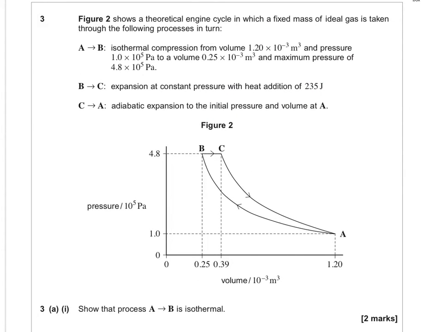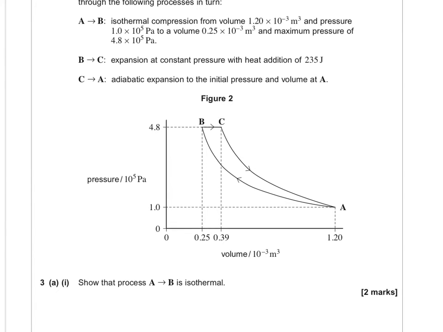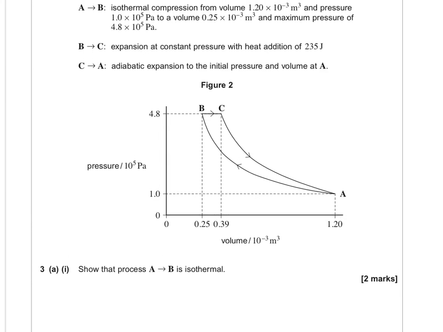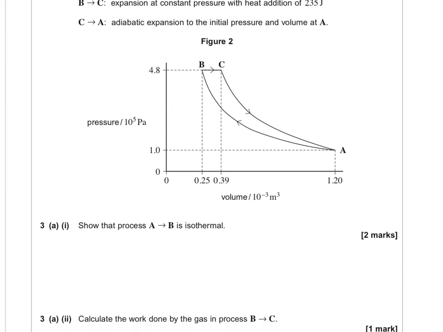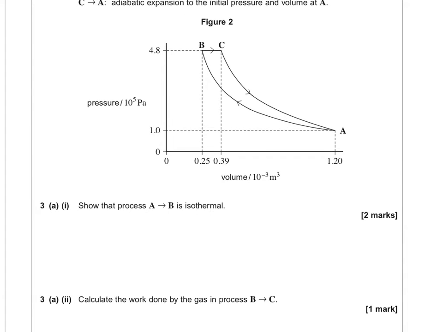Alright, so on to look at an engine cycle. So we've got some various different processes, which I'm sure we'll come to. So the first thing I want to do is show that process A is isothermal. If it's isothermal, P1 V1 should be equal to P2 V2. That is the condition of an isothermal process. So pressure at A is equal to 1 times 10 to the 5, and the volume times by 1.2 times 10 to the minus 3, and that is 1.0 times 10 to the power of 5 times 1.2 times 10 to the power of minus 3.